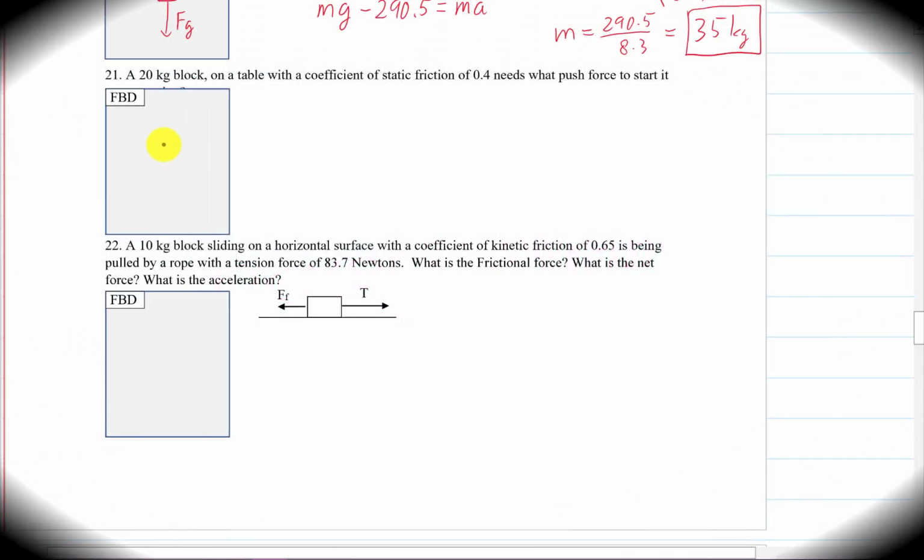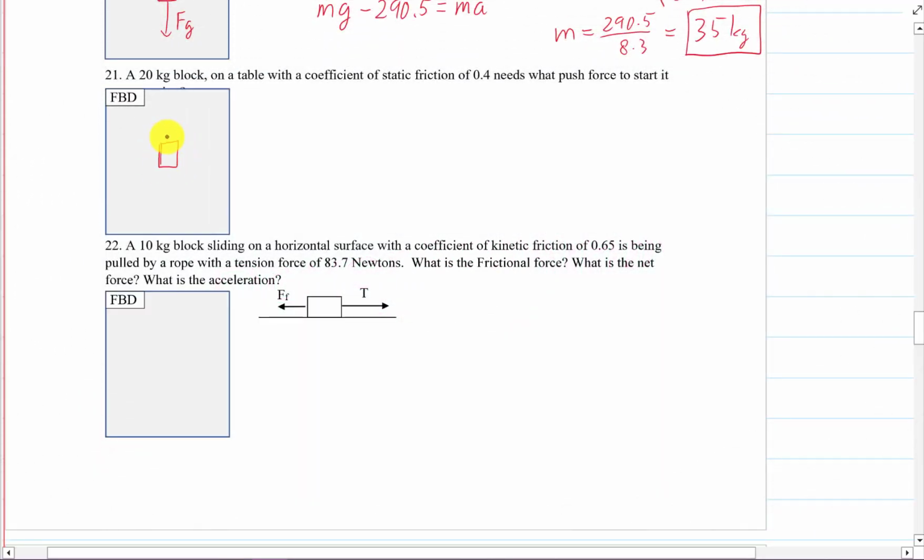Okay, free body diagram. There's our block. It's sitting on a table. Do I draw the table? No, you don't draw any surfaces in the free body diagram. But it is on the table, so there is a normal force of the table pushing up and the force of gravity pulling down on it. And we're going to start it to move. So we're going to be pushing on it, and what's going to be resisting it is our static friction, the force friction static.